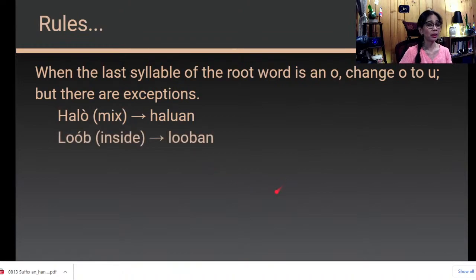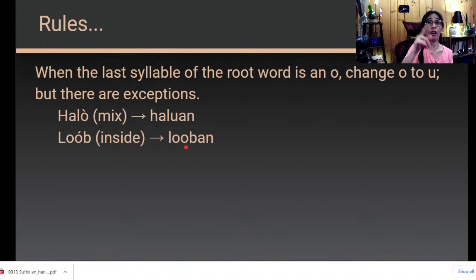Today, it's about nouns. Let's say loob. So now my point really is, change O to U. Halo, you change O, haluan. Loob is an exception here. Loob, you don't need to change O to U because it's a double O side by side. So you don't need looban, just looban.